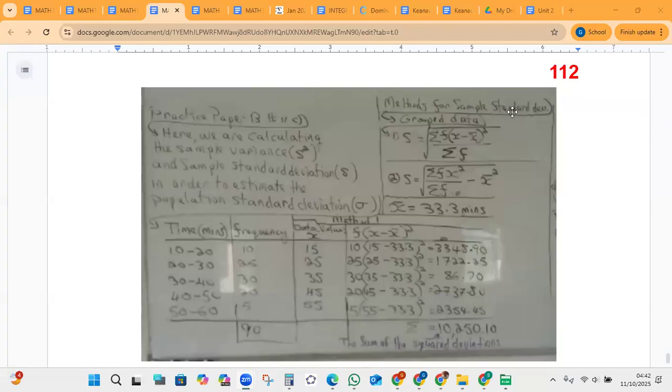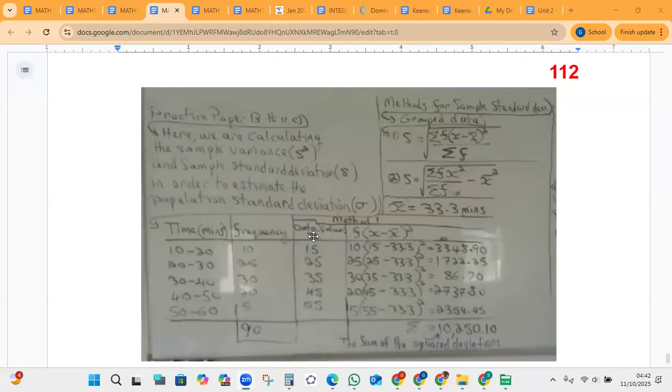So now we are going to talk about what was written on the board. Here it is written: practice paper B, number 11C. Here we are calculating the sample variance S squared and the sample standard deviation S in order to estimate the population standard deviation sigma. So here's the data in the form of groups. Here are the frequencies. The sample size is 90, which is the total frequency.